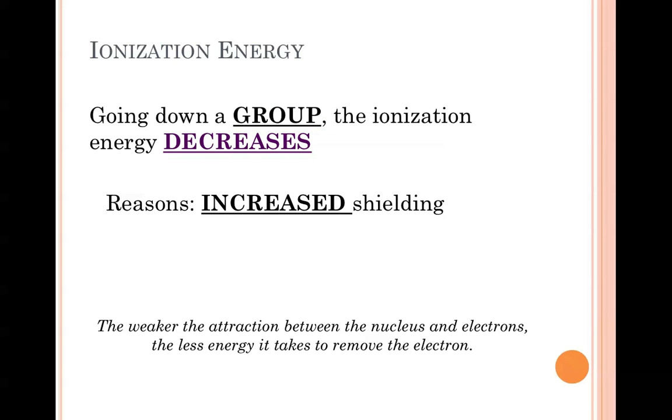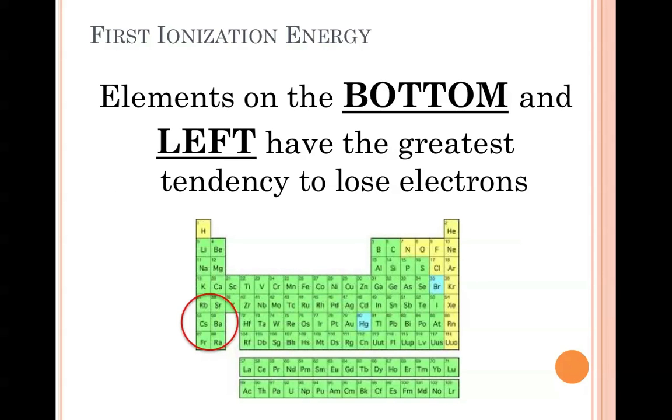As you go down a group, the ionization energy trend is that it's going to decrease, and this is because of that increased shielding. There's a weaker attraction as you go down a group between the nucleus and the valence electrons. Thus, because of the weaker attraction, the less energy it takes to remove the electron. So elements at the bottom and left have the greatest tendency to lose electrons because of their low ionization energies, with very little energy it takes to remove.